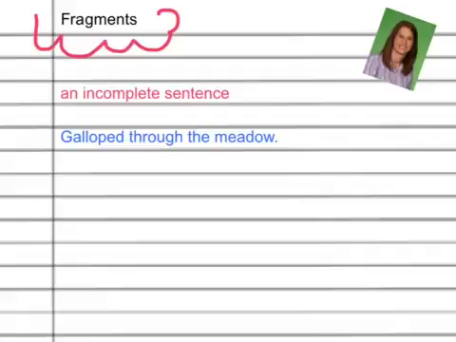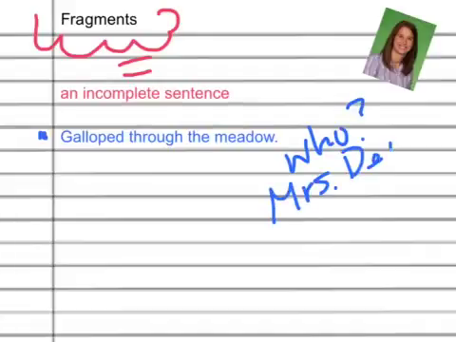The first example of a fragment or an incomplete sentence is the phrase "galloped through the meadow." If you heard that, you'd think, who galloped through the meadow? Mrs. Dye galloped through the meadow? You need to know the subject. It doesn't have a subject and a predicate, just a predicate.